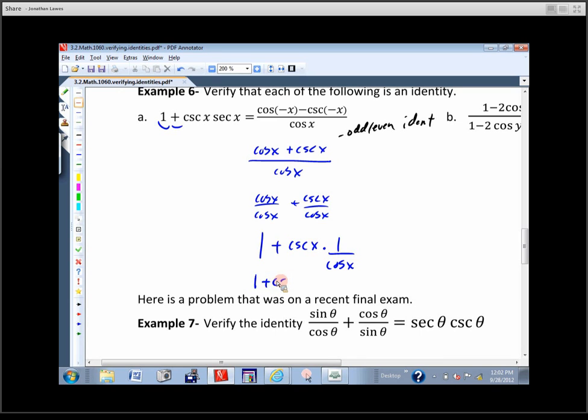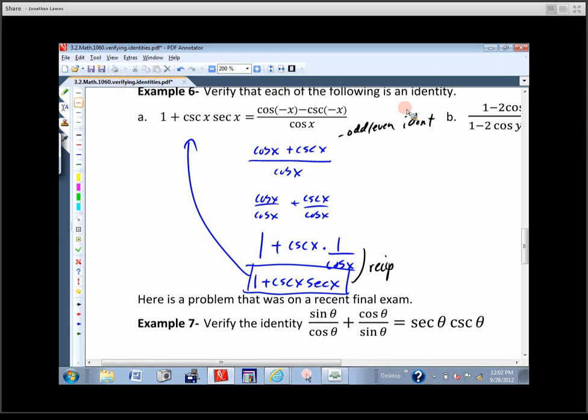This is 1 plus cosecant of x. And what is 1 over cosine of x? Secant of x. And now I made that side look like this side over here. So we just verified the identity. Did an odd-even identity. Did some algebra. Did some more algebra. And this last step right here was just a reciprocal identity. Even just something like "recip" reminds you that it's a reciprocal identity, odd-even identity. Just something to remind yourself of what the technique was.